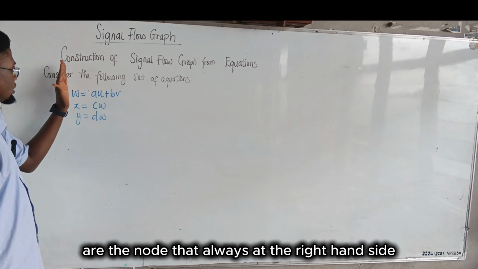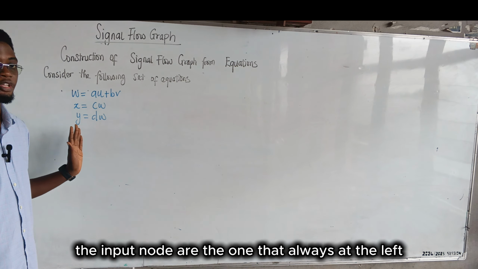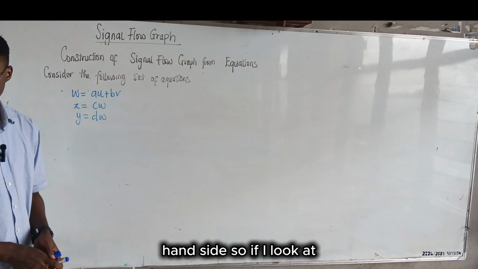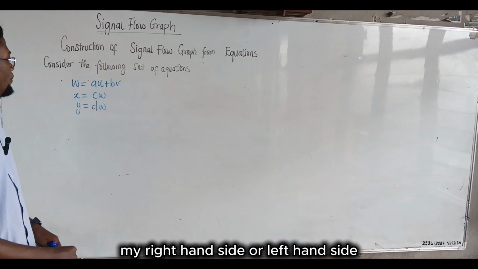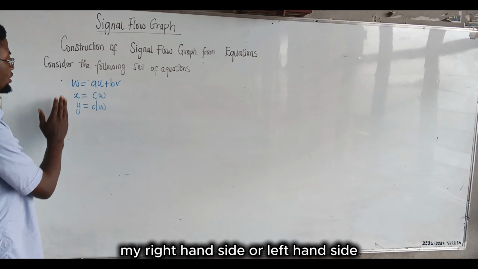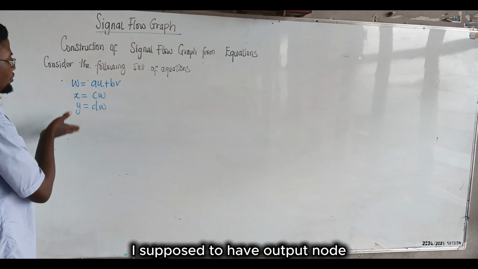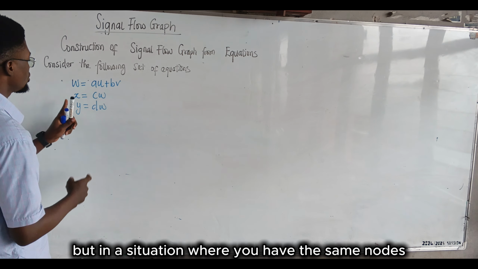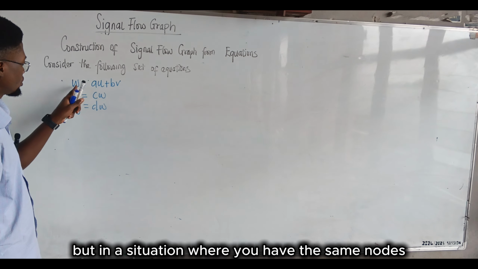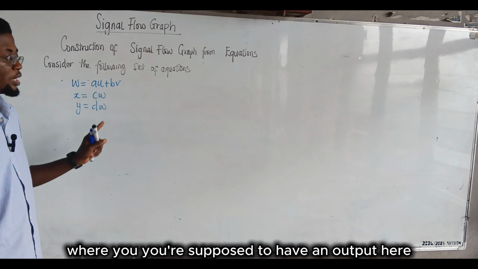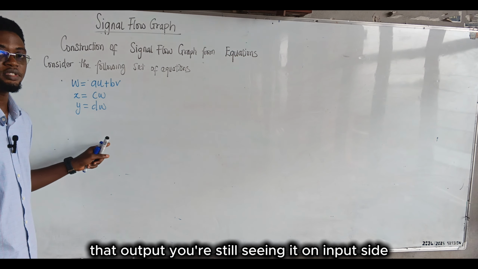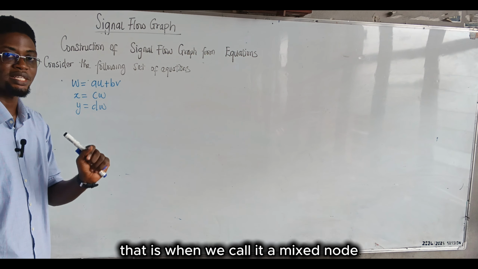The output nodes are the nodes that are always on the right hand side. The input nodes are the ones that are always on the left hand side. So if I look at my right hand side or left hand side, I'm supposed to have output nodes and input nodes. But in a situation where you have the same node repeating, where you're supposed to have an output here, and that output you are still seeing on the input side, that is when we call it a mixed node.